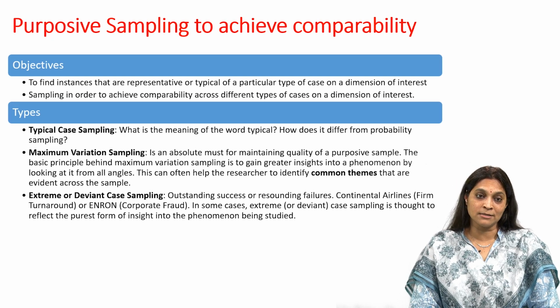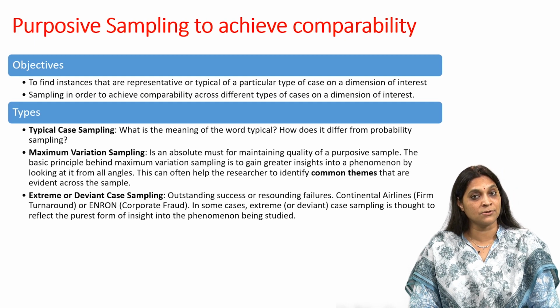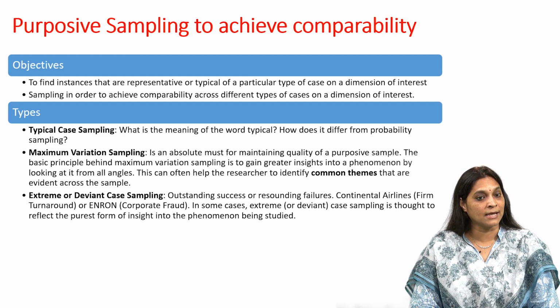So what are my objectives here? That I am able to compare one informant with the other, and I am able to collect as much data as possible on the dimension of interest, or basically the focus of my study. So that is the meaning of typical case sampling.